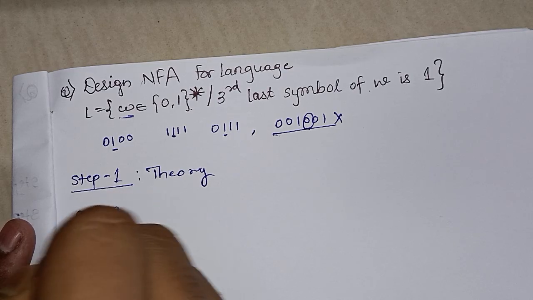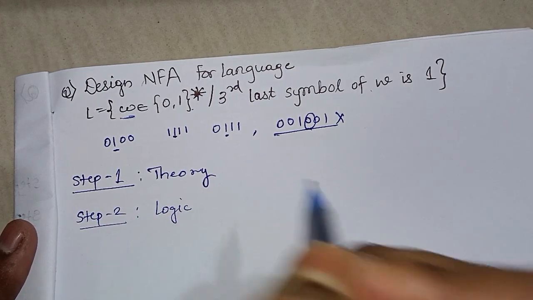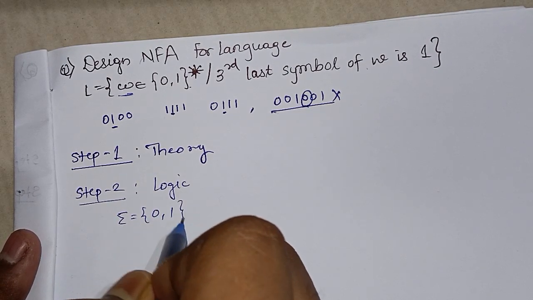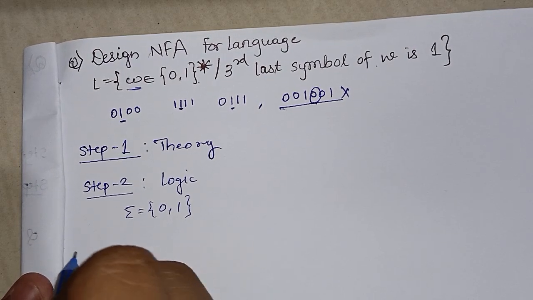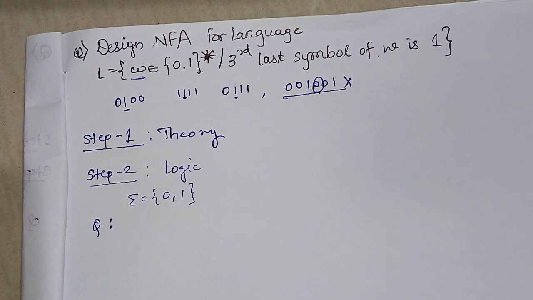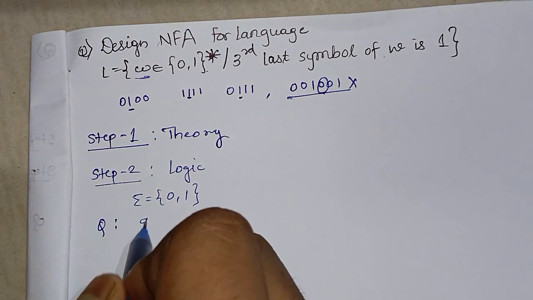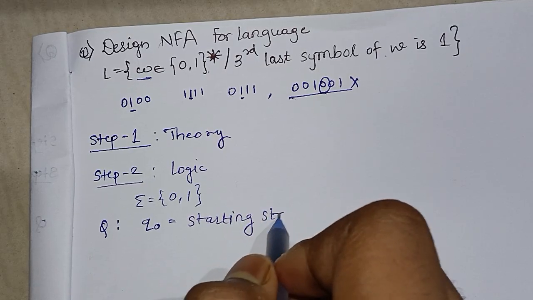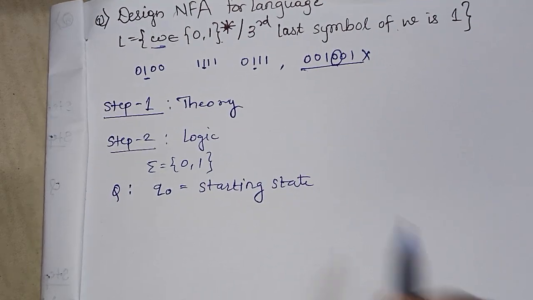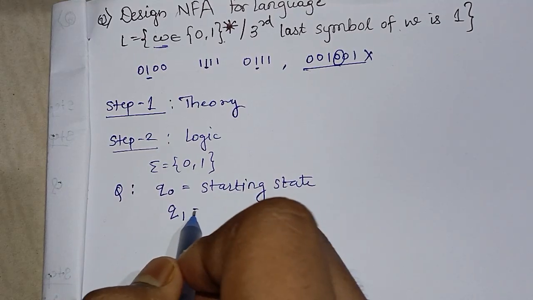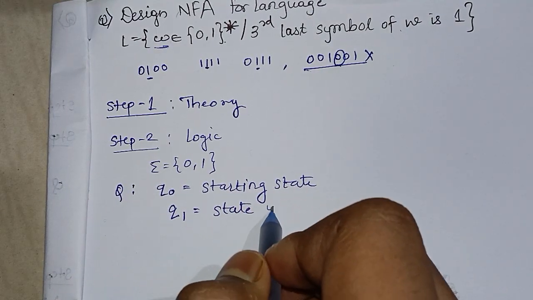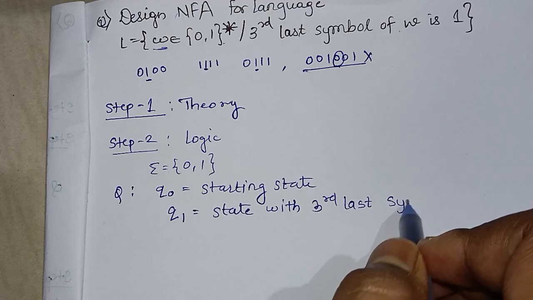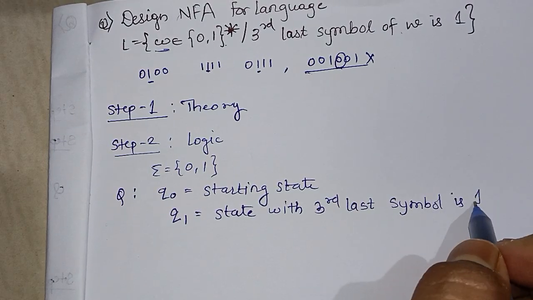Our step 2 is logic. Our input is 0, 1. Now see, I will take this finite set of states, that is Q, capital Q. I will take Q0 as a starting state, Q1 as a state with third last symbol is 1.